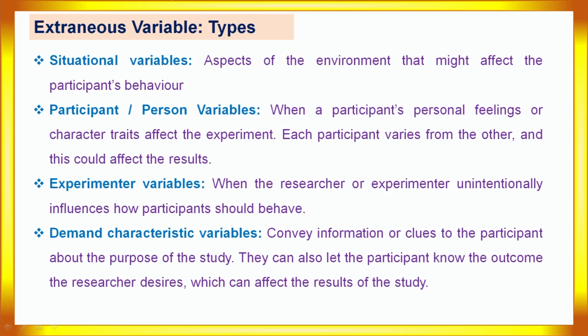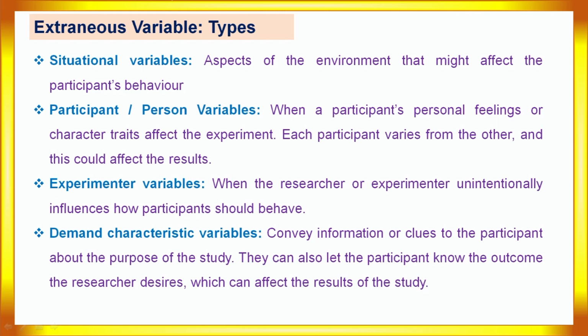So, what is it? It is conveying information or a clue to the participant about the purpose of the study. When the participant knows the outcome of the study, this may actually affect the result of the study. How to control these four types of extraneous variable?